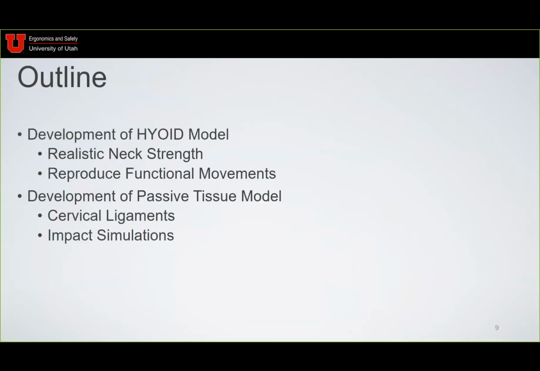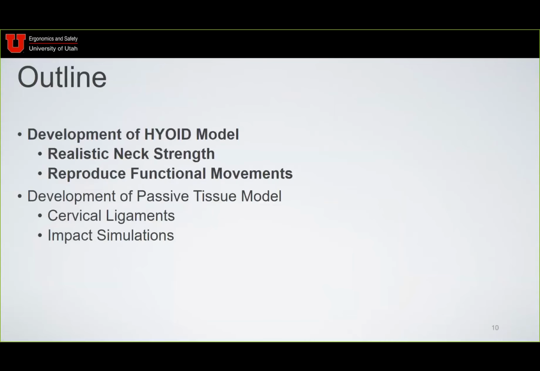And so today you'll be hearing first from me, and I'll be talking about the development of the Hyoid model, which is the name of the OpenSim model that my group published about a year ago, and how we were able to develop realistic neck strength and reproduce functional movements. And then after I'm done talking, we'll hear from Calvin, who will talk more about his passive tissue model and developing cervical ligaments in the model, and also what that means for impact simulations.